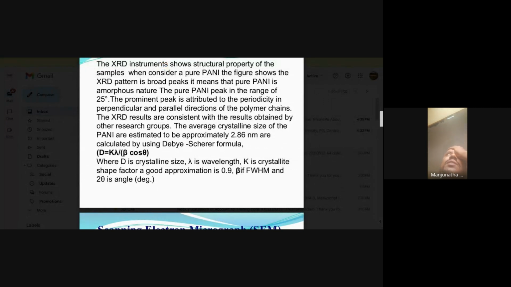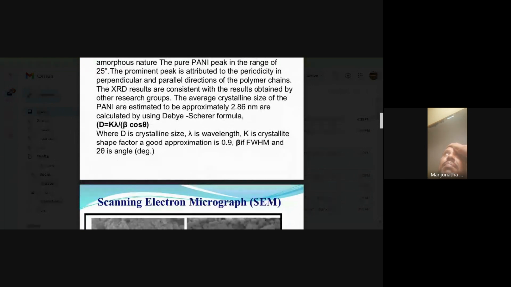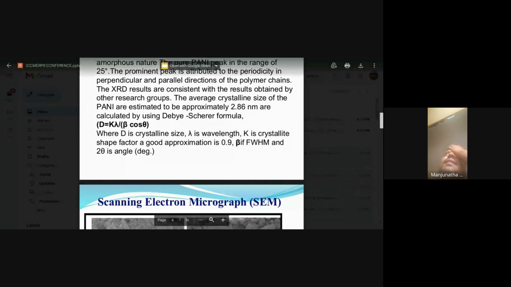The formula is D equals K lambda divided by beta cos theta, where D is the crystalline size, lambda is the wavelength, K is the crystalline shape factor, a good approximation being 0.9, beta is the FWHM, full width at half maximum, and 2 theta is the angle in degrees.